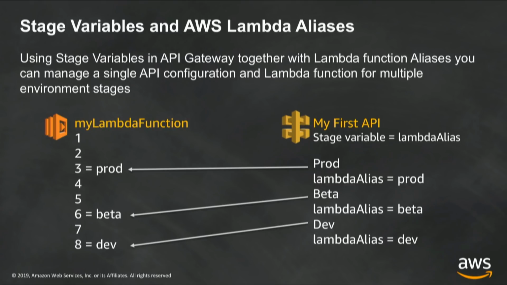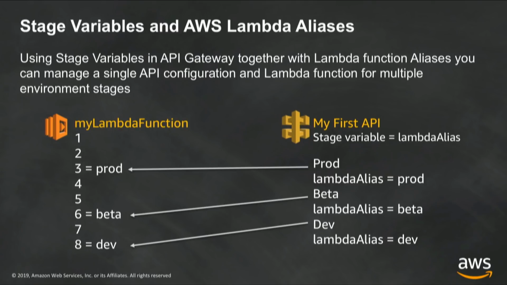And so where I pass in for the stage variable of Lambda alias prod, it's going to point to my prod Lambda function and so on. So pretty straightforward. I can have different environments. I can have the same configuration, generally speaking, when I deploy these resources. And then based on these environment variables, it will do different things.